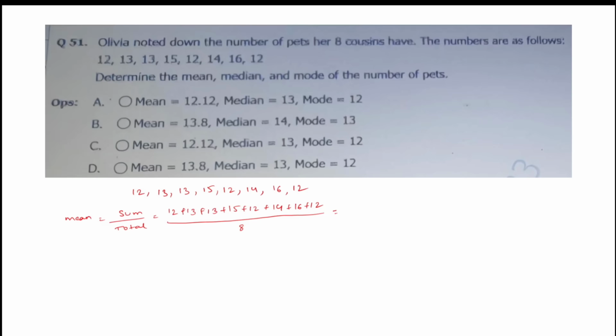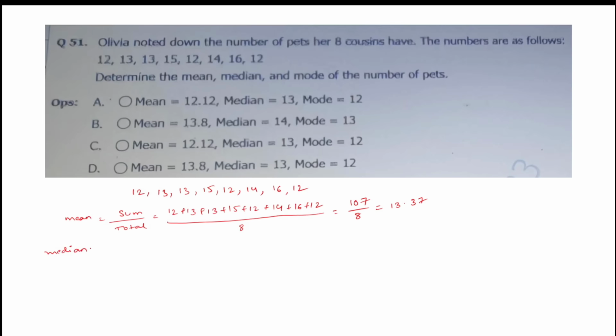After adding all of these values, we will get the answer as 107. So here it is 107 by 8. So 107 divided by 8, we will get the answer 13.37. Then we need to find the median of these observations.